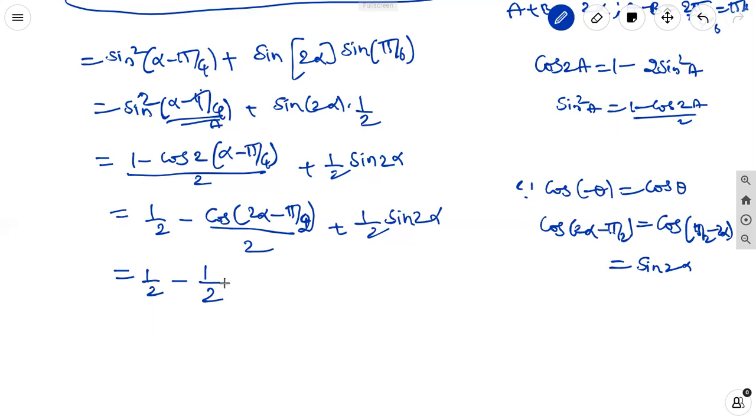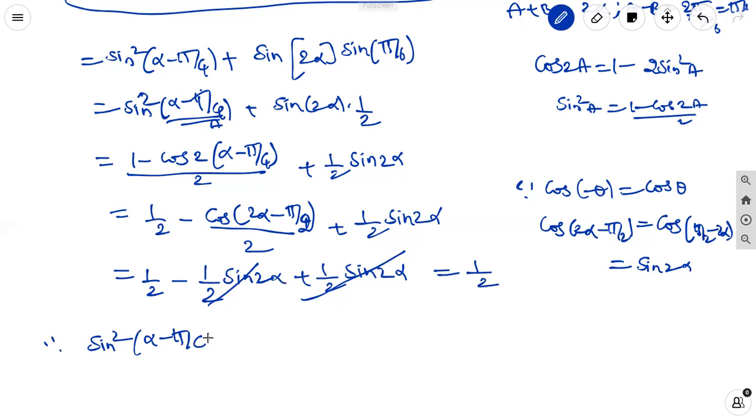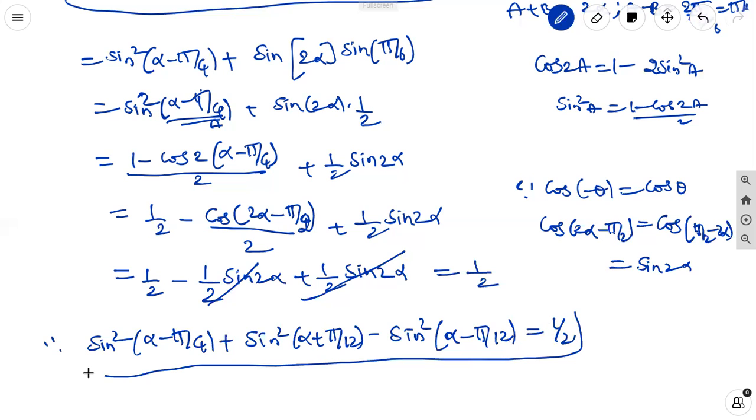This simplification gives sine 2 alpha plus 1 by 2 sine 2 alpha. These two get cancelled. We are getting 1 by 2. Therefore, sine square of alpha minus pi by 4 plus sine square of alpha plus pi by 12 minus sine square of alpha minus pi by 12 is equal to 1 by 2. That is the solution. Okay, the remaining you can do as homework.